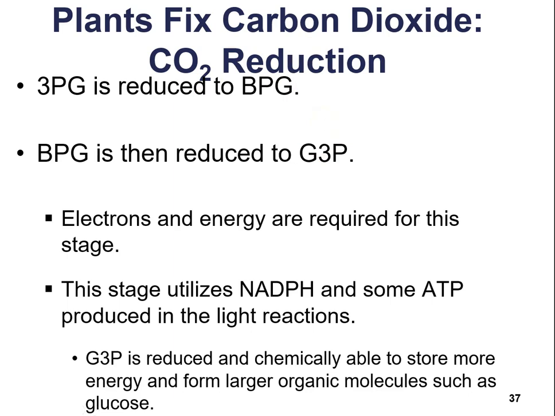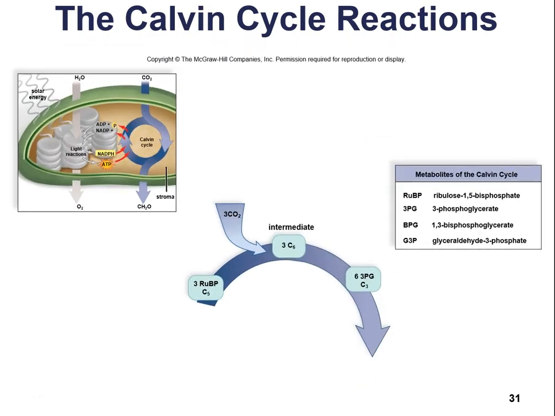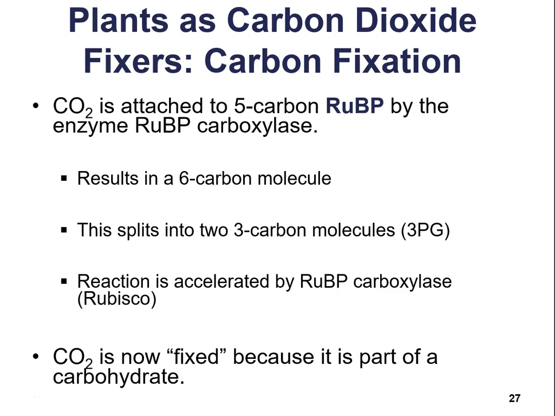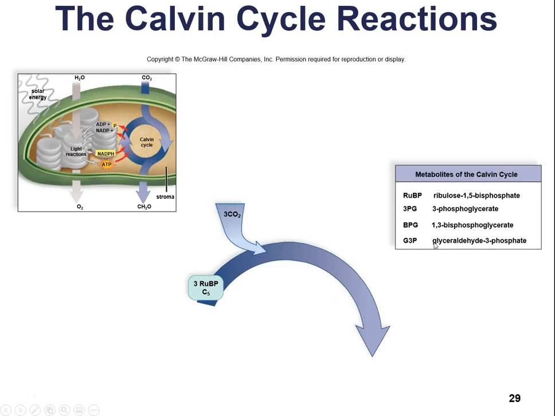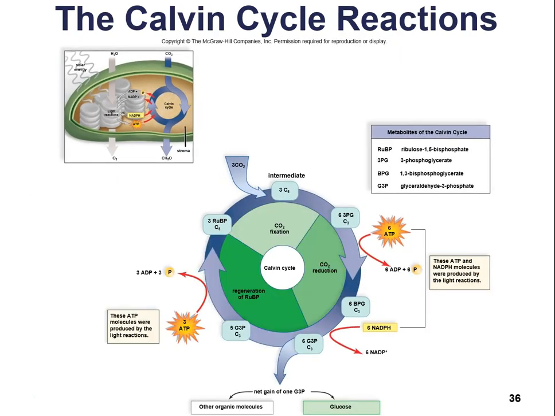Again, we want to know the main things that are occurring. Those 3 phases are named based on what's occurring within them. So this is carbon dioxide reduction because 3PG is reduced to BPG, and BPG is then reduced to G3P. Remember, lots of NADPH and ATP are required. Remember the first part, carbon dioxide fixation: carbon dioxide comes in, joining with the RuBP to form this 3PG. And the last part, remember, is RuBP regeneration.